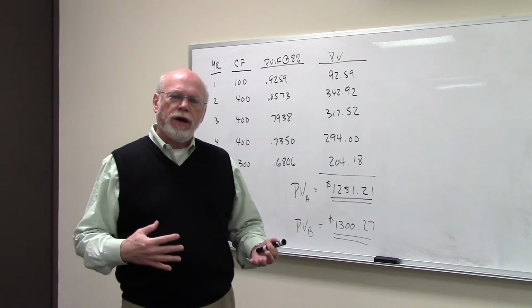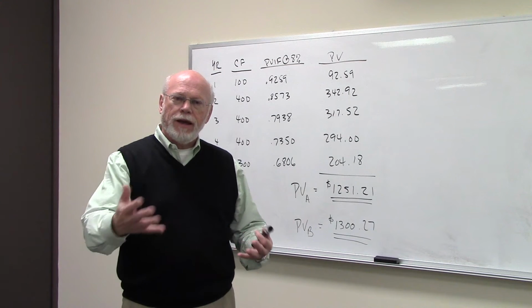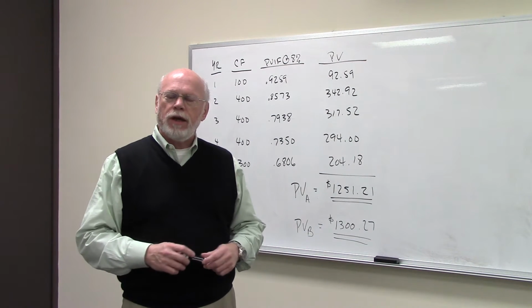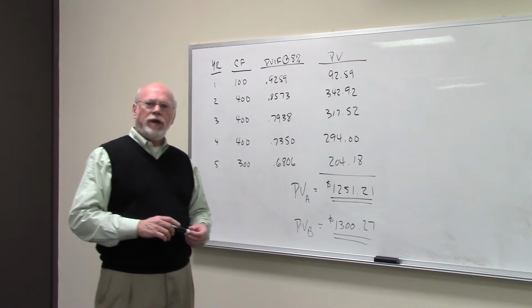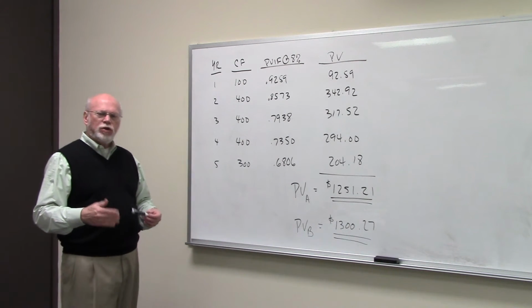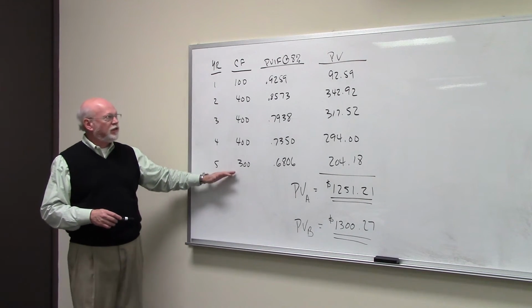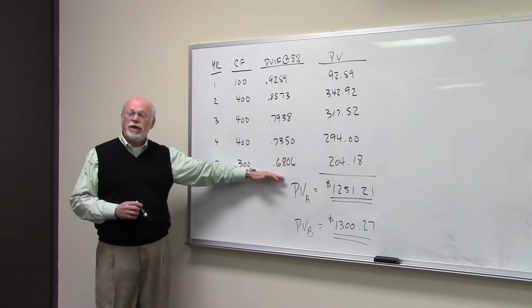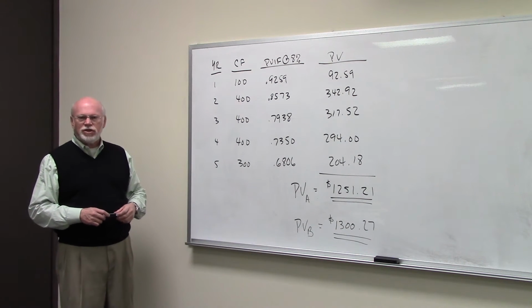I'm going to work cash flow stream A, and you have the solution. I'll let you work cash flow stream B. But nonetheless, what you do with a string of lump sum cash flows is you multiply each lump sum cash flow by the appropriate PVIF. In this case, they tell us the discount rate is 8%.